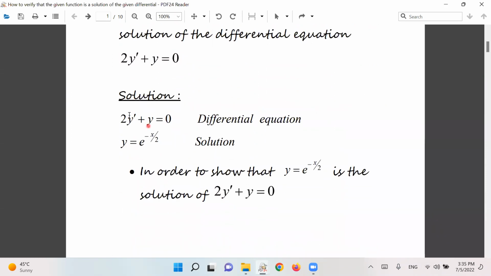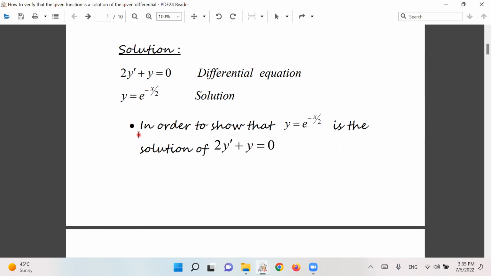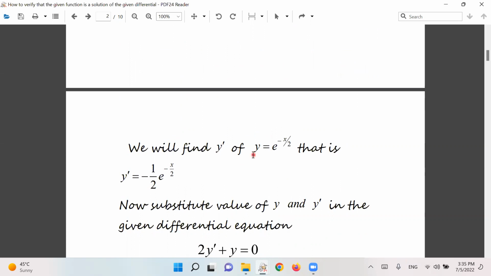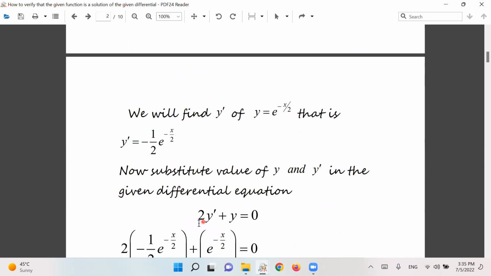Now, firstly, the differential equation will be given and its solution is also given. So we have to check whether this y equals e power minus x over 2 is the solution of the given differential equation. Now, how to find that? We are going to first find the first derivative, so that we can substitute in the given differential equation. So in order to get the derivative, we take y dash equals the derivative of e power minus x over 2 with respect to x, so it will be e power minus x over 2.